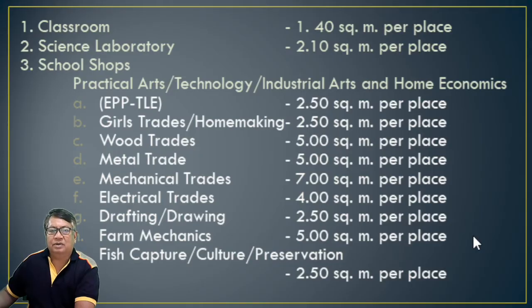Or science laboratory, 2.1 square meter per place. Or for shops, for the EPP TLE, 2.5 for girls trades or homemaking, and wood trades, metal trade, mechanical trades, electrical trades, drafting, drawing, farm mechanics, and fish capture, culture, preservation. So we have these minimum area requirements for its designated usage here per place.